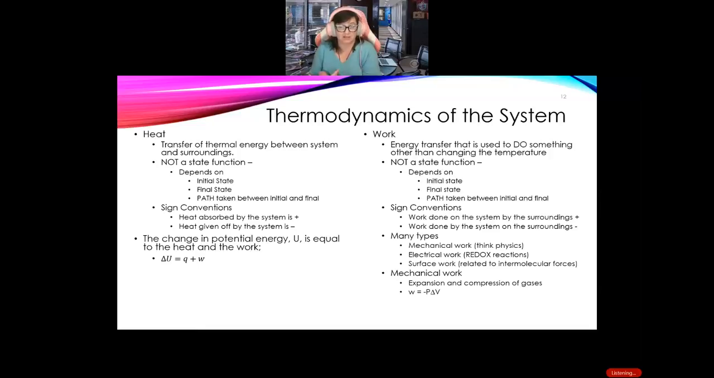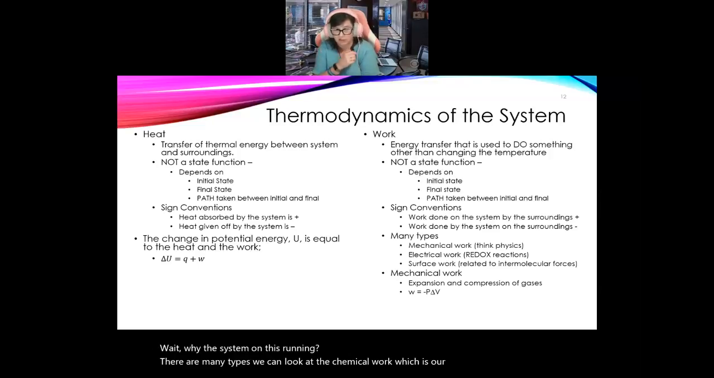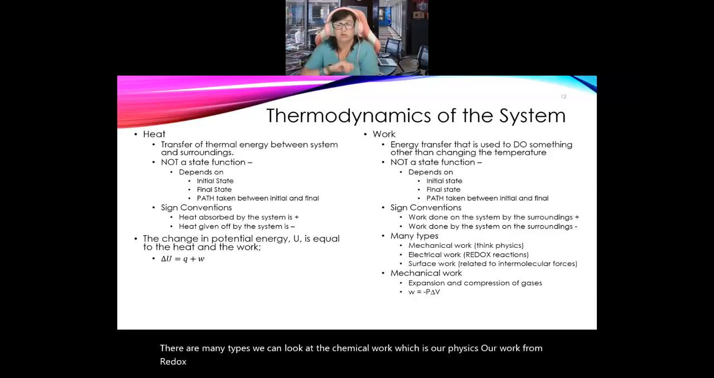Work done by the system on the surroundings is positive. Work done on the system by the surroundings is negative. Work done on the system by the surroundings is positive. There are many types. We can look at mechanical work, which is our physics, electrical work from redox reactions, or surface work, which is related to our intermolecular forces.